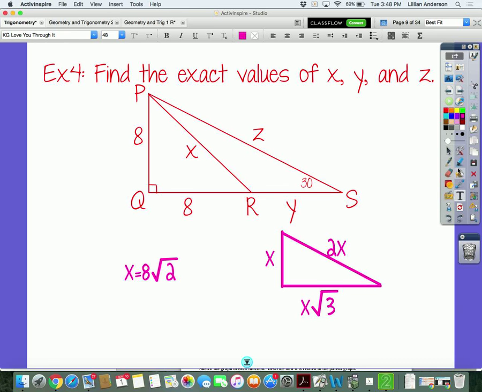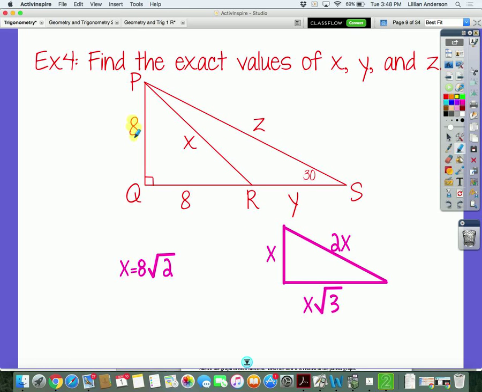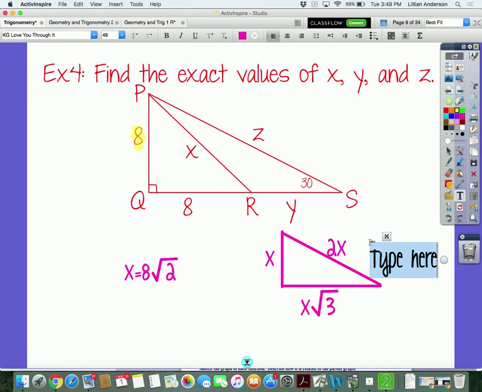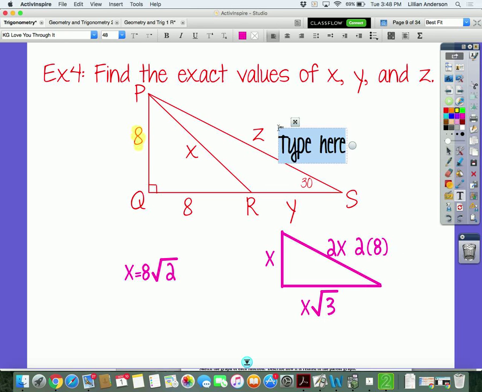So if x is 8, which it technically is across from that 30 degree angle, to find z, all we do is multiply 2 times 8, which gives us 16. Z equals 16.